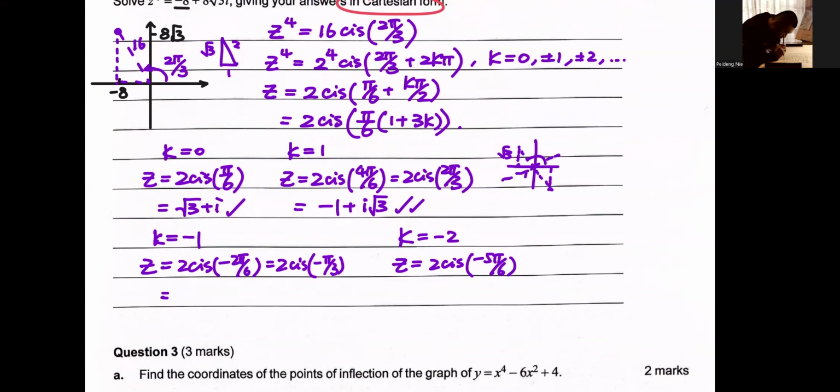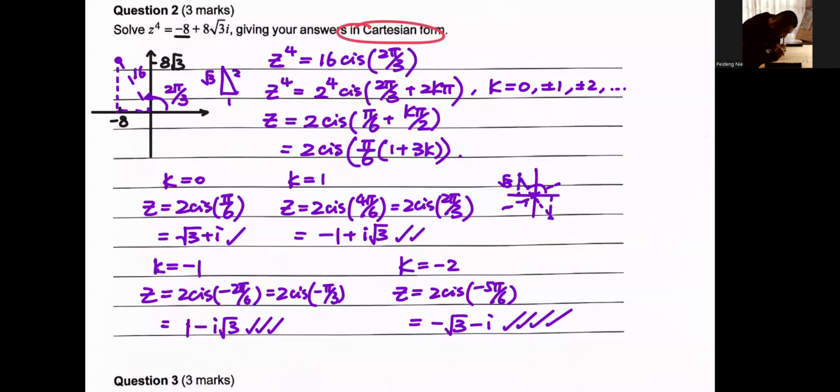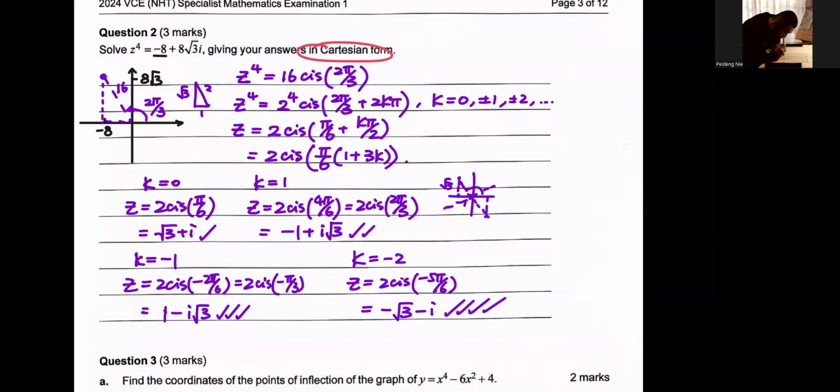Actually, if you recognize the symmetry, it's sort of easier. You could say this is 1 plus, actually, bear with me, 1 minus i√3. It's the third solution. And the last one will give you minus √3 minus i, okay? So that's number 4. Pretty much that's a very standard complex number question. Let's move on.